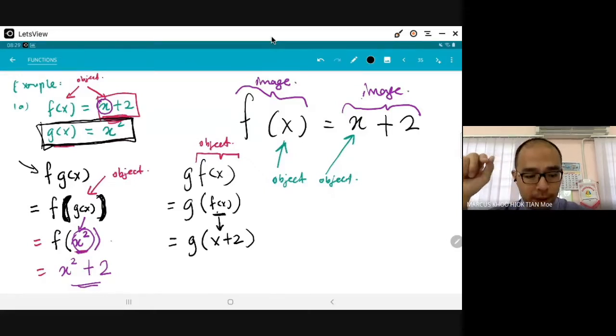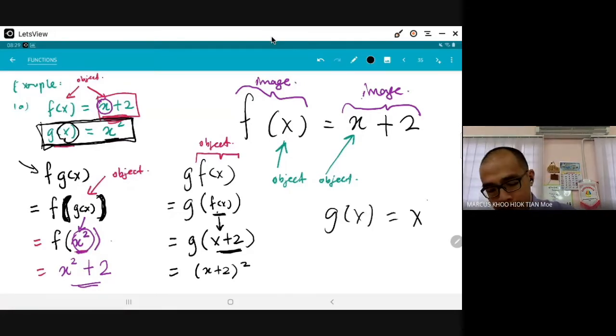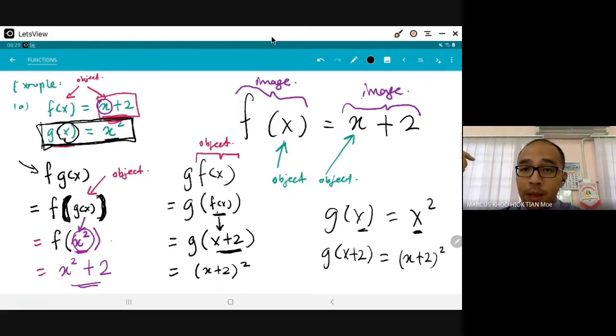So if my object originally is x here, and I put in x over here, if I change my object to x + 2, what will I get? I will get (x + 2), the whole thing, squared, because g(x) is x squared. Here is the object, here is also the object. If I change the object to x + 2, this will become (x + 2) all squared. And then here you can expand, which will get x squared + 4x + 4.